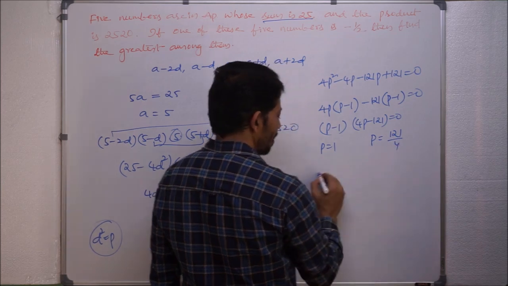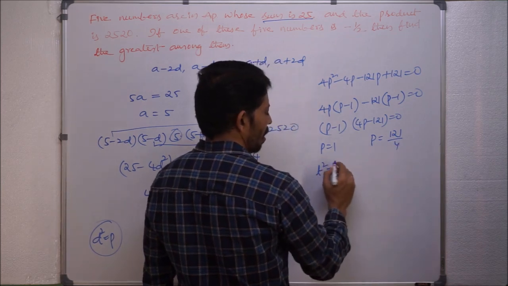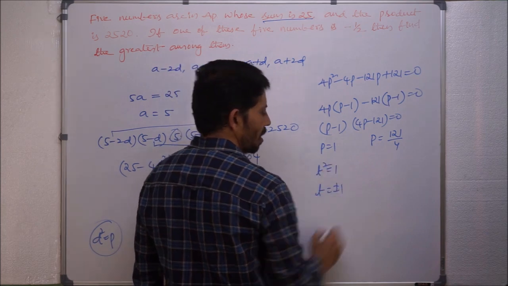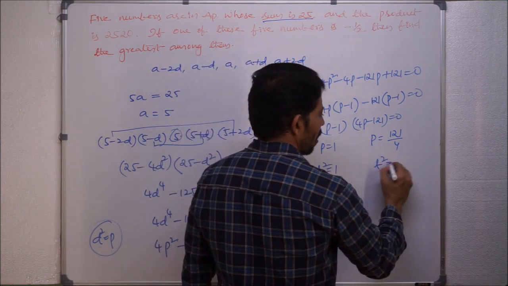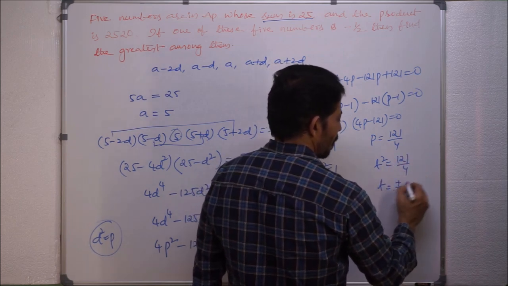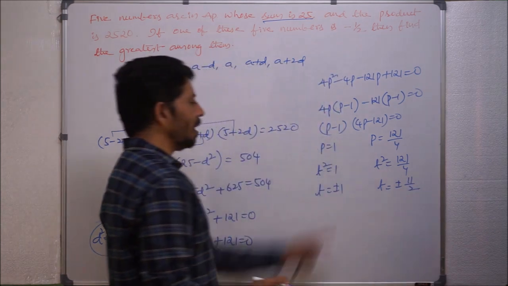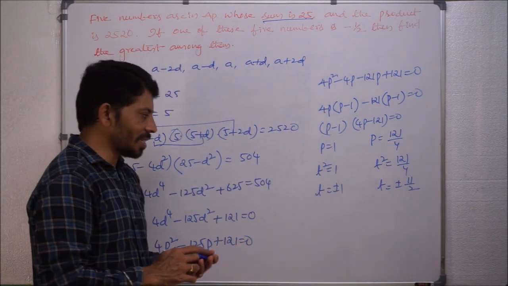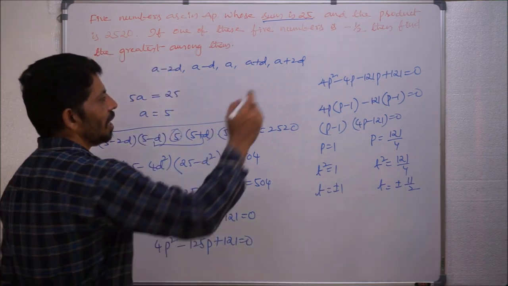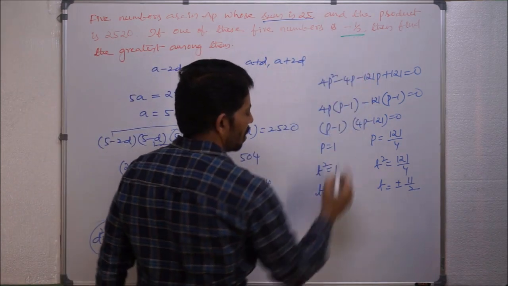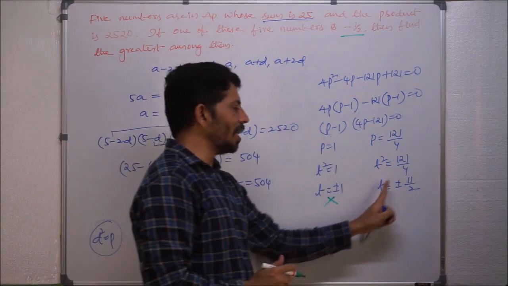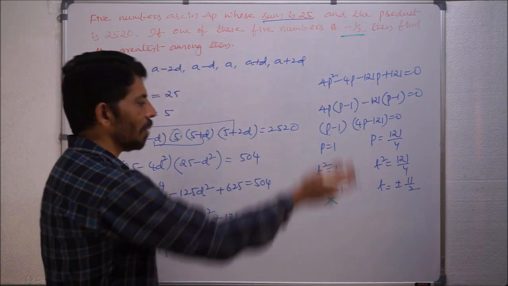That is d square equals 1, then d equals plus or minus 1. And d square equals 121 by 4, then d equals plus or minus 11 by 2. Now here we need to choose wisely. It's very clear that if we choose d equal to plus or minus 1, absolutely none of the terms becomes minus half. So this is invalid, not suitable for this problem. So we need to go for d equal to 11 by 2 or d equal to minus 11 by 2.